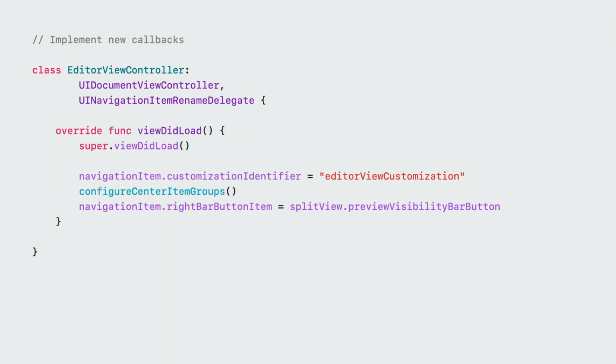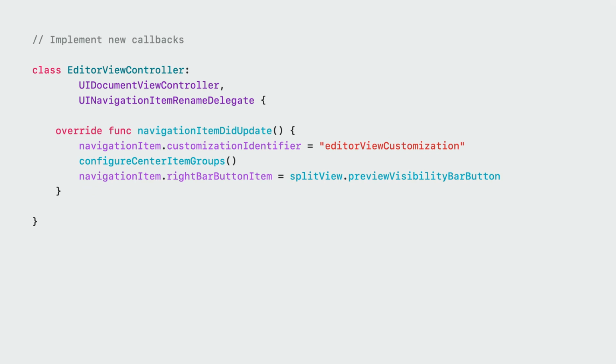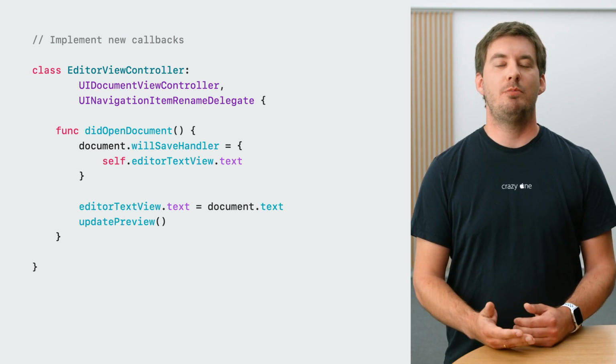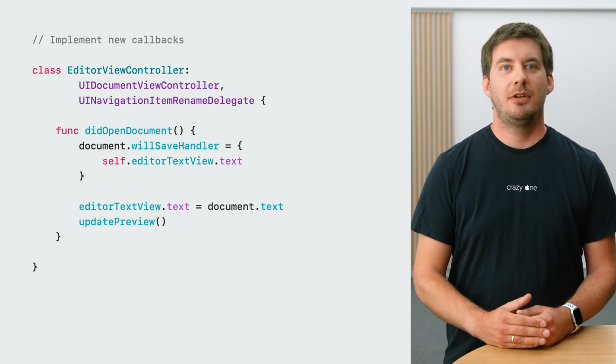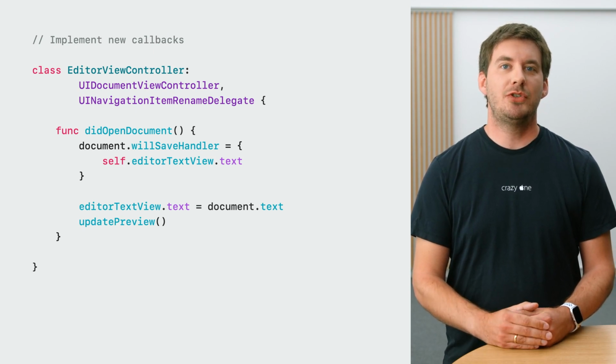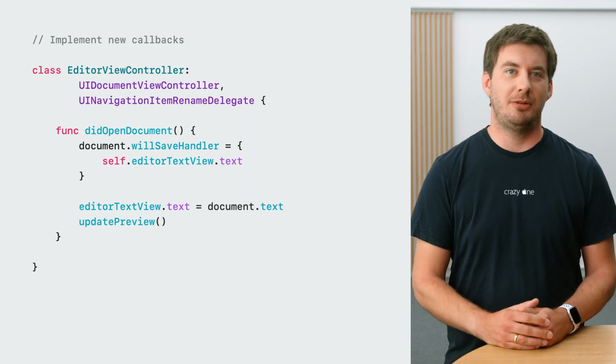In viewDidLoad, we add buttons to our navigation bar and configure it to allow toolbar customization. For UIDocumentViewController, we move this to the new callback navigationItemDidUpdate. Next, our class already has a method didOpenDocument. This is almost what UIDocumentViewController has as well, we just need to rename the method and adjust for the fact that the document is now optional.